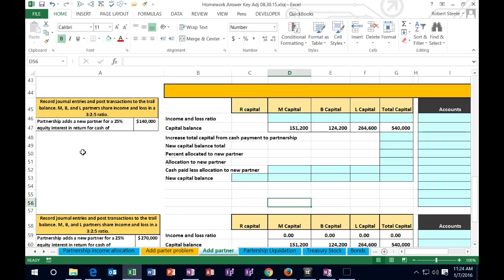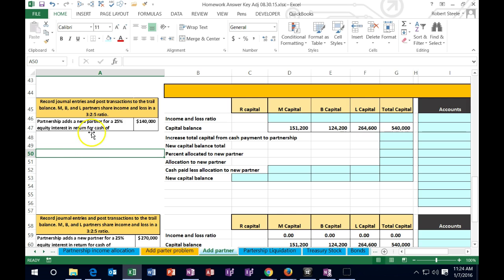Hello, in this lecture we will work a problem in which we will add a new partner to an existing partnership. In a prior lecture we talked about having a partnership sell a partnership interest to another partner. So one partner leaves, another partner comes in. In this section we will talk about having the same partners there and then adding a new partner.